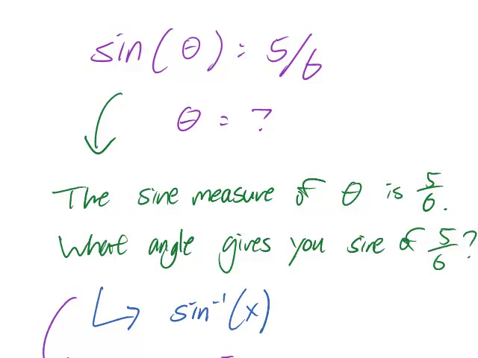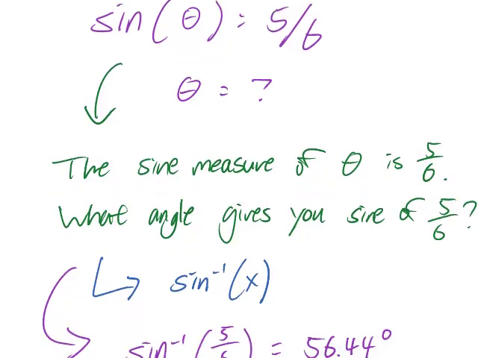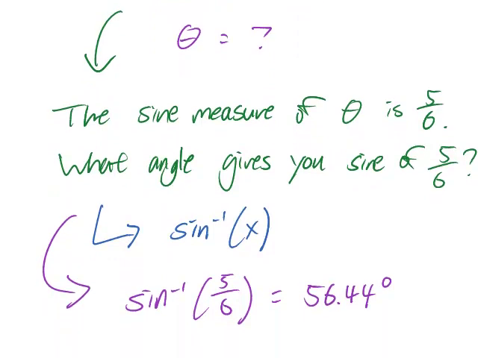In some sense, to undo the sine, you use the inverse function, right? If you want to undo multiplication, you divide. If you want to undo addition, you subtract. If you want to undo a function, you use its inverse function. The inverse function of sine is called sine inverse. That's why we call it that, right? So we use the sine inverse function of 5 over 6, we get 56.44 degrees.